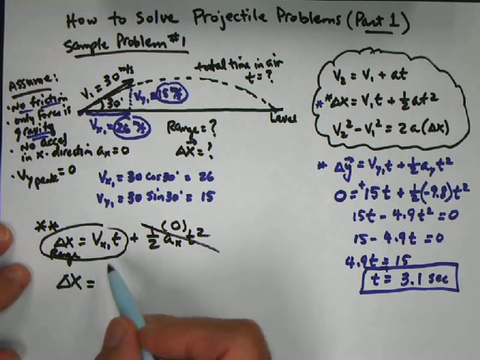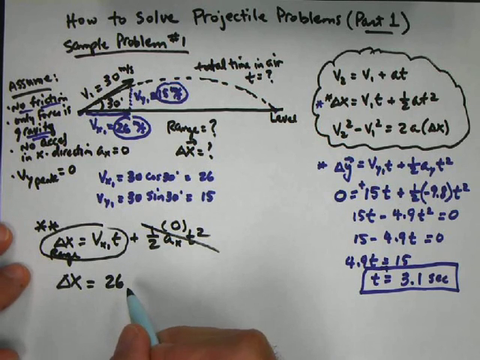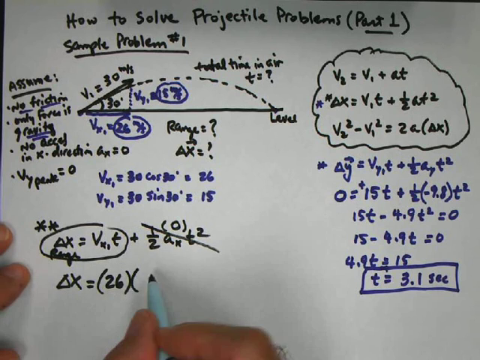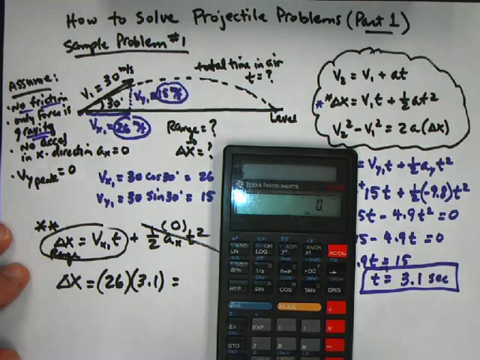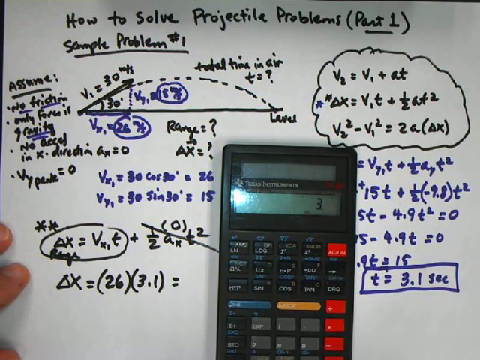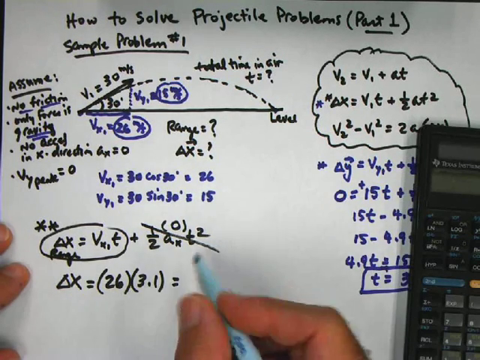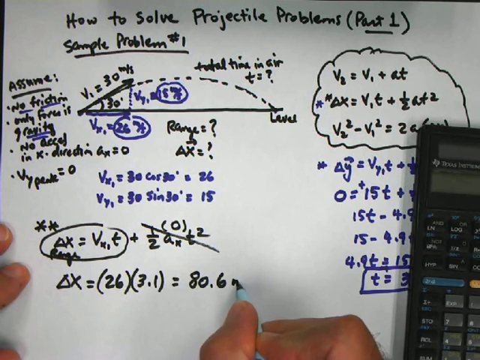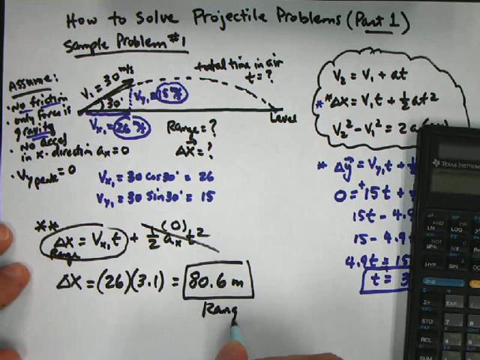Okay? So the range then would be equal to Vx1, which is, we found out earlier, about 26 meters per second. We just found over here the time was 3.1 seconds. We can multiply those two together, 26 times 3.1, and we get 80.6. Wow, that's quite a kick. 80.6 meters for the range.